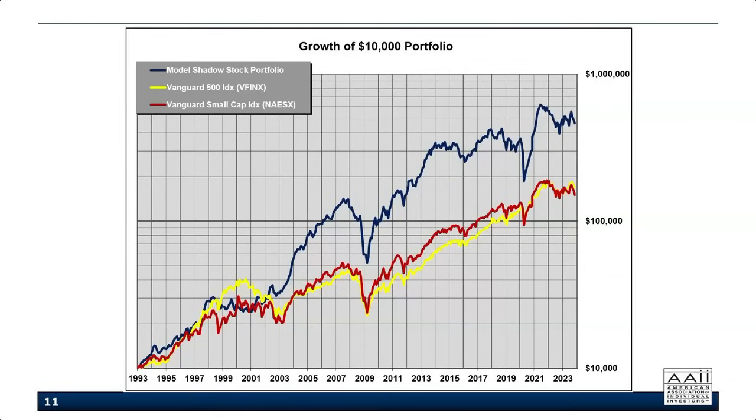Remember when I said earlier that an investment approach doesn't have to be complicated to be successful? Well, since its inception in 1993, the model shadow stock portfolio has generated an average annual return of 13.2% compared to the S&P 500's return of 9.6%. This means that $10,000 invested in the portfolio at the start of 1993 would have grown to more than $463,000 at the end of October versus nearly $170,000 had you invested the same amount in the Vanguard S&P 500 fund.